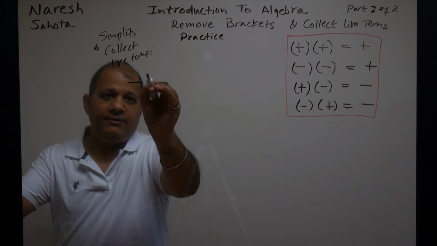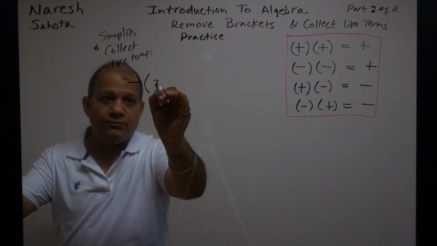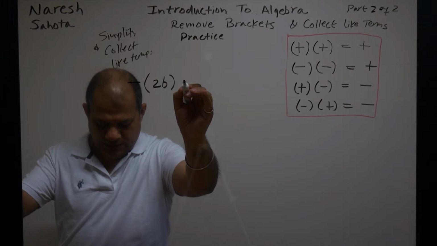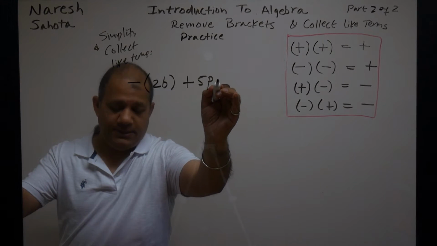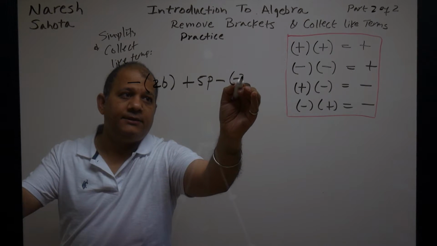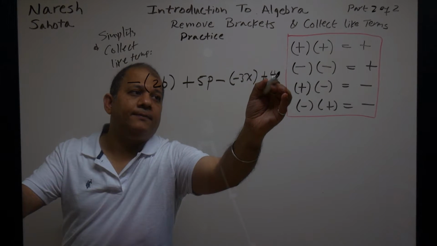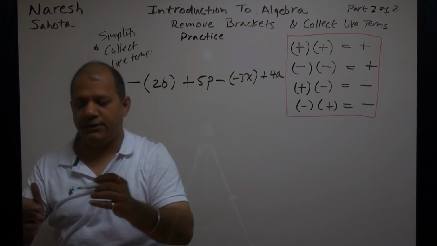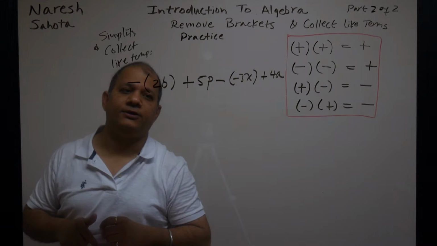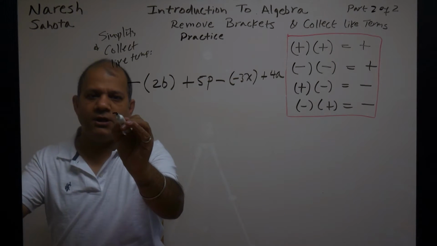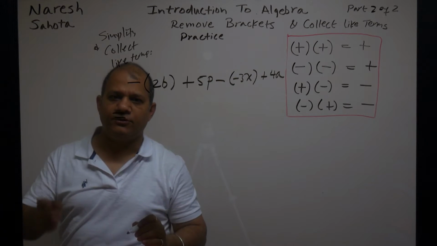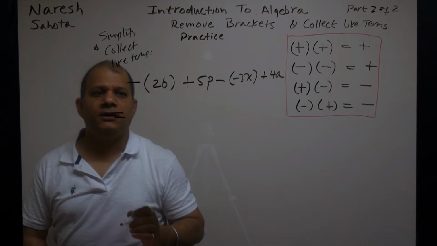So what if I have negative 2b plus 5p minus negative 3x plus 4a? So how do we remove brackets and collect like terms? Here I'm just going to talk and not write the negative or the positive, the 1.